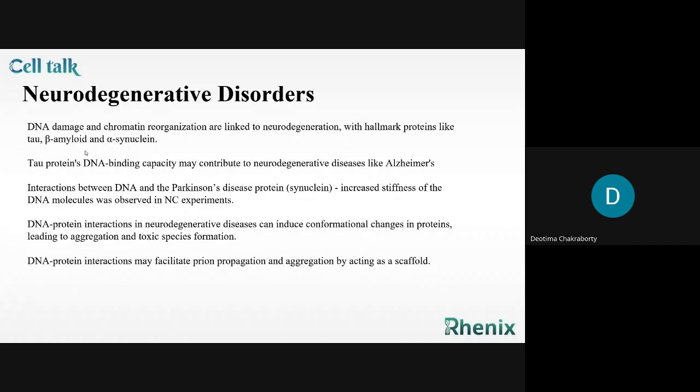This DNA damage and chromatin rearrangement often involves tau and alpha synuclein and are often linked to neurodegeneration, suggesting potential therapeutic targets in these areas, like DNA repair and chromatin reorganization.